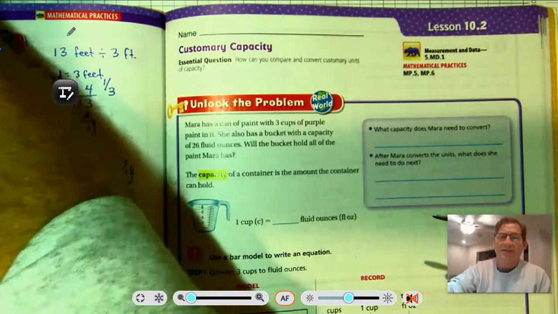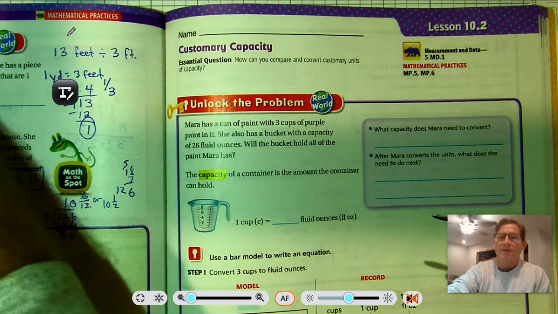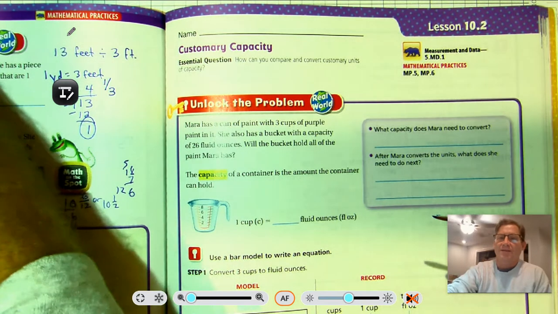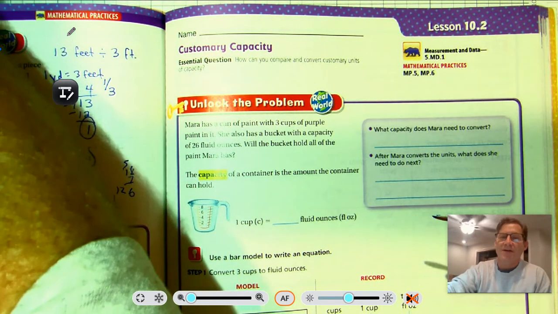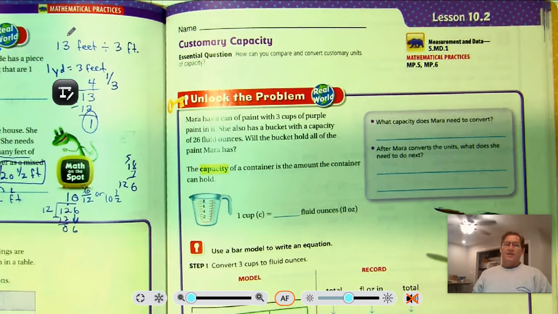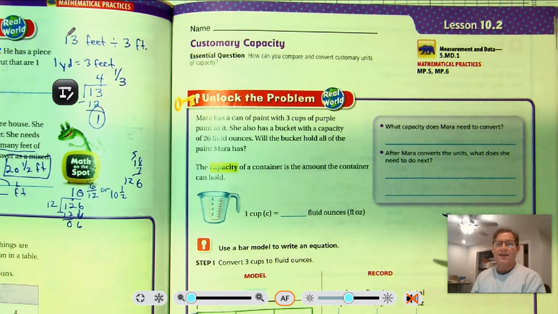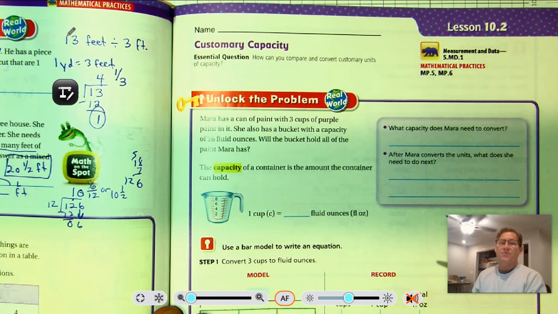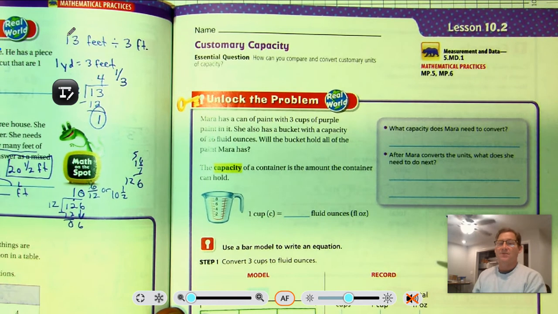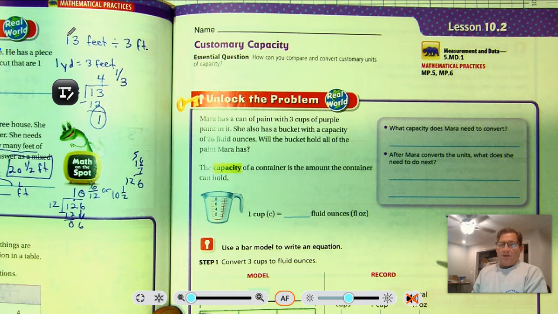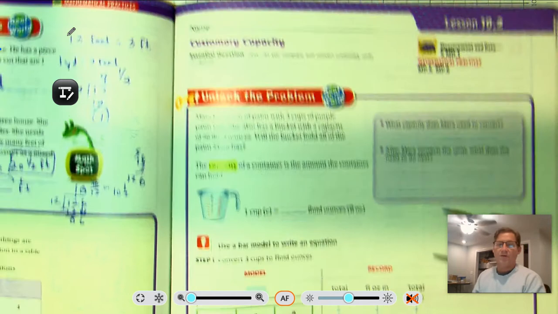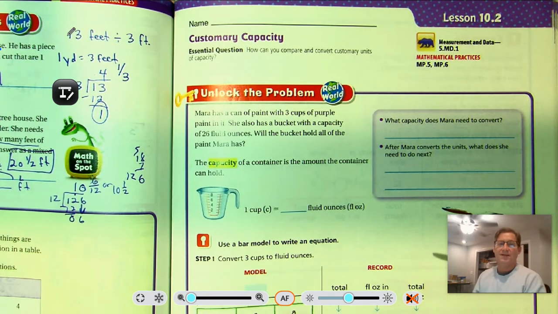Chapter 10, Lesson 10.2. In this lesson, we're going to be talking about customary capacity. Again, this is a measurement that is commonly used in the United States. So how can you compare and convert customary units of capacity? We're on page 431 of the 5th grade Go Math textbook.